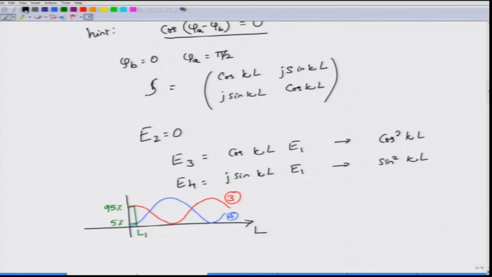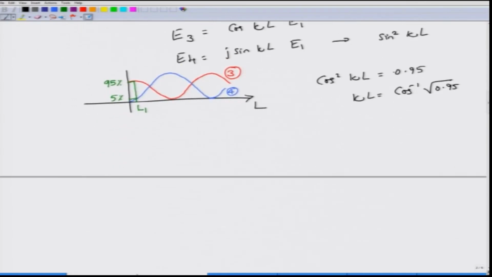You can obtain this value of L1 by simply solving this equation. Cos square kappa L is equal to 0.95, that is the fraction of the power that goes into port 3. So, substitute, then you will get kappa L is equal to inverse cos of square root of 0.95. You can throw away the minus result for very obvious reasons in this expression. So, given coupling coefficient kappa, you will be able to find out what should be the coupler length L. Okay. So, this is how a coupler behaves.